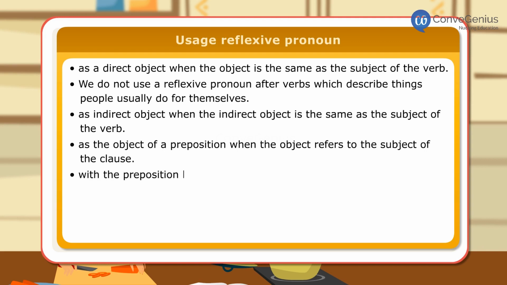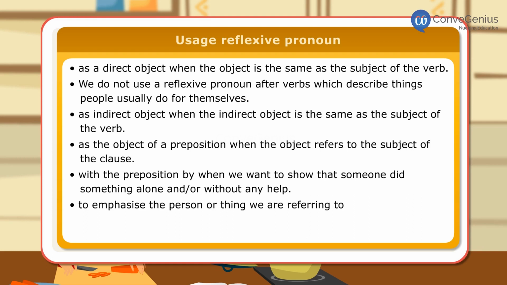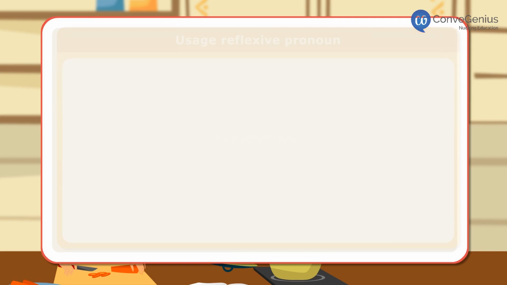With the preposition by, when we want to show that someone did something alone and/or without any help. To emphasize the person or thing we are referring to. We often put the reflexive pronoun at the end of the clause when we are using it for emphasis.